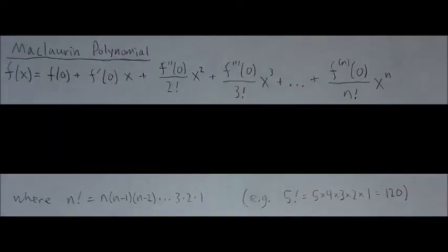Plugging our solved coefficients back into the original form of our polynomial, we can see something like this. In a textbook, you might see it labeled as a Maclaurin polynomial. As a quick reminder, the exclamation point after a number is called the factorial symbol. The factorial pattern results from taking repeated derivatives of a polynomial using the power rule.